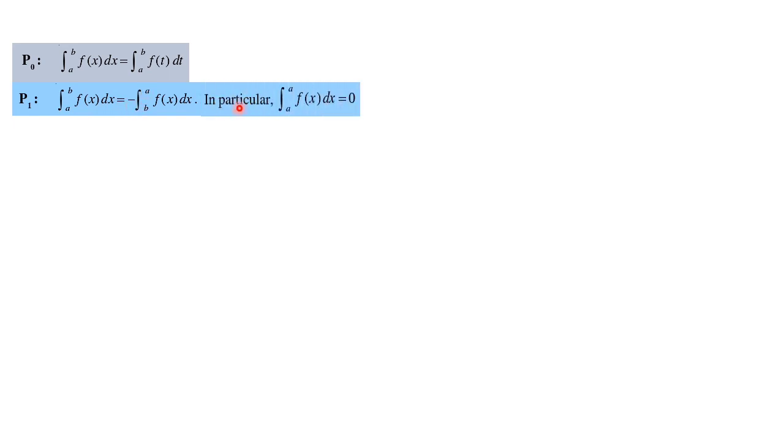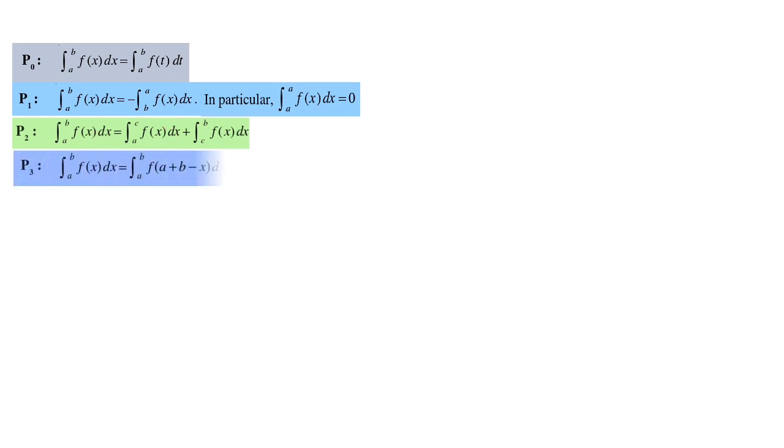Here there is a particular case also. Integral a to a f of x dx is equal to 0, meaning the upper limit and the lower limit are the same, so the integration of that particular function value is 0. Then the third property is integral a to b f of x dx is equal to, we can split the limits, integral a to c f of x dx plus integral c to b f of x dx. Here a to b we are splitting as a to c and c to b. This is the third property.